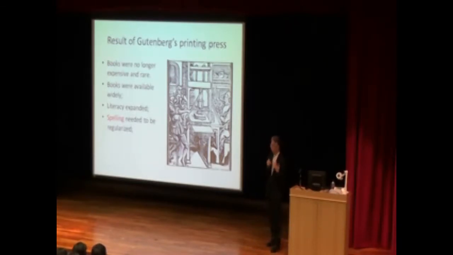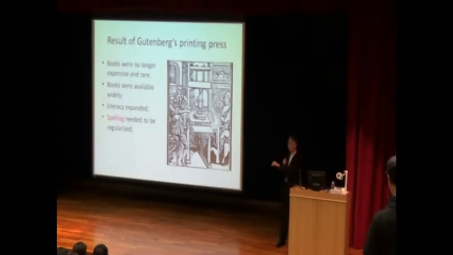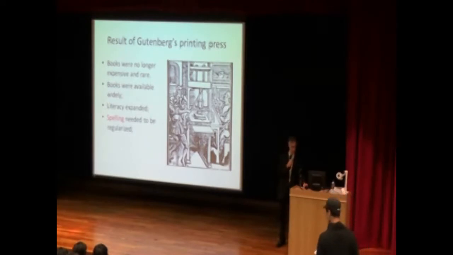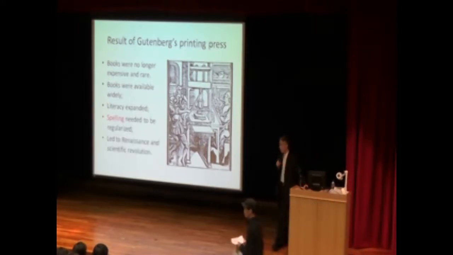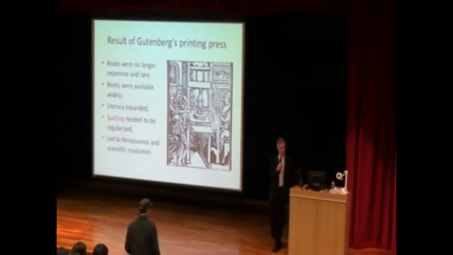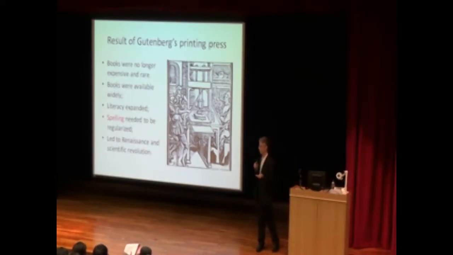So all human activities, and I'll give you another example of this in a few minutes, we try to standardize things. We try to regularize things. So we needed a standard way to spell because books were moving up. We couldn't have some people using some spellings and other people using other spellings. And of course, it's speculated that the printing press and the expanded literacy led to the Renaissance, the scientific revolution, and that's why we've got all this wonderful technology that we've got today.